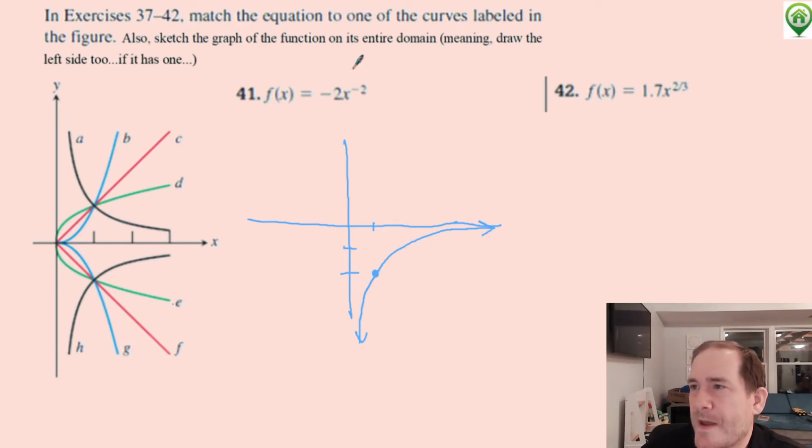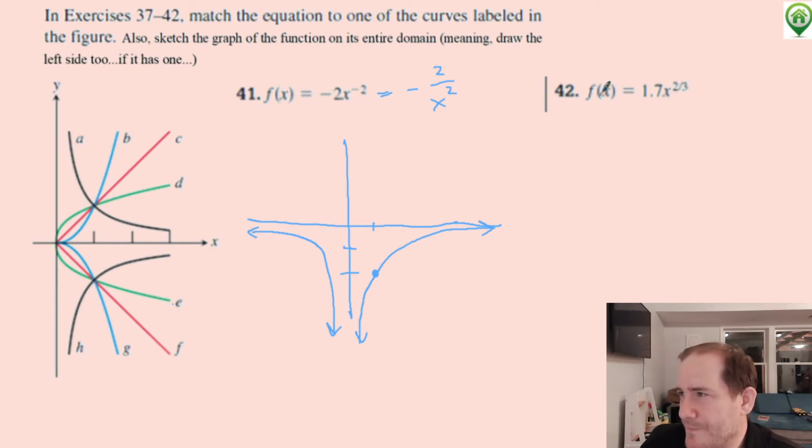Let's see. This is just a negative power, so that's the same as having -2 over x squared. So yeah, we have a left-hand side, and because this is squared, it's going to be even symmetry. So we'll go zoop, and we should just be mirror images over the y-axis. And then lastly, we've got 42.